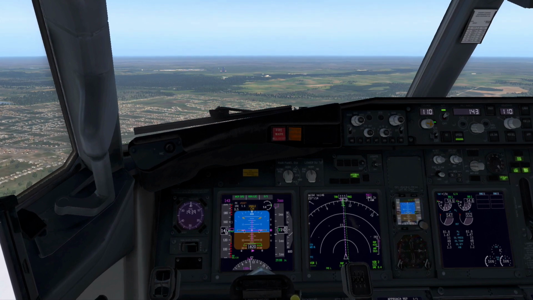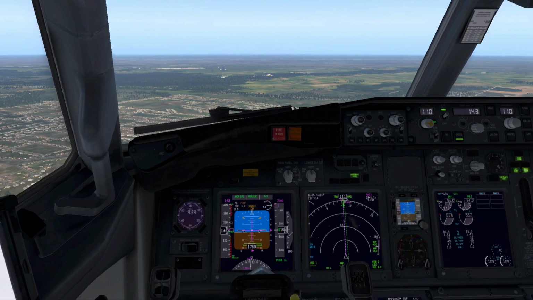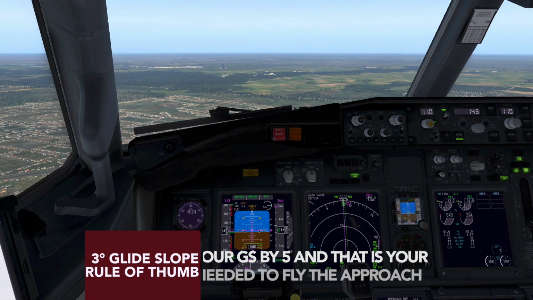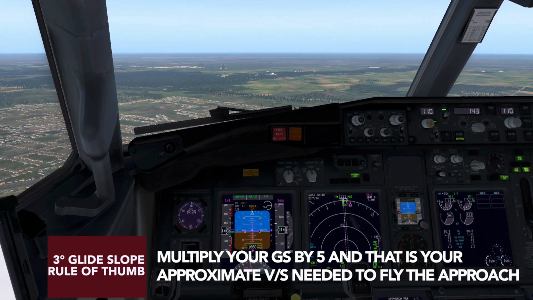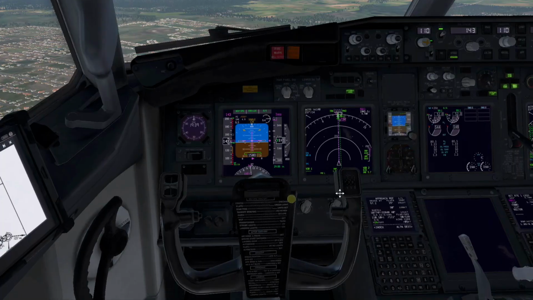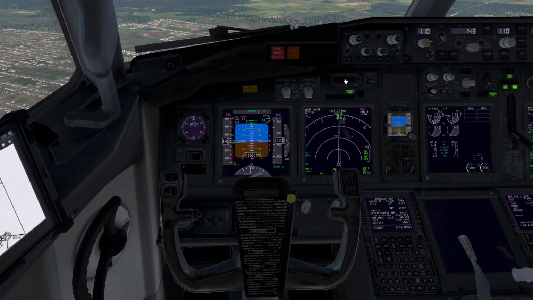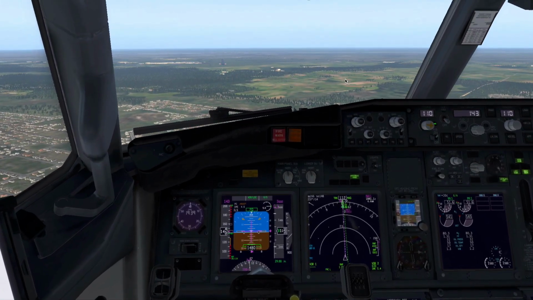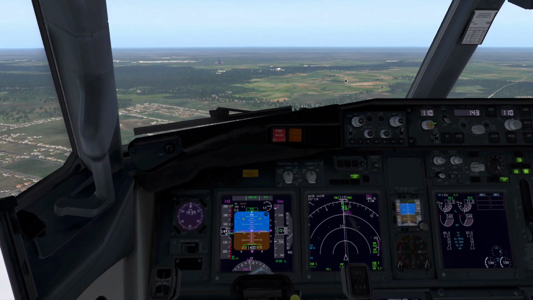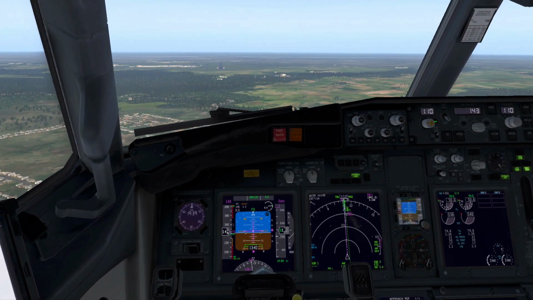Okay, now let's focus on the landing. Okay, let's go manual flight. As you can see, we have a little bit of right crosswind and a little bit of tailwind, but not a big problem right now.